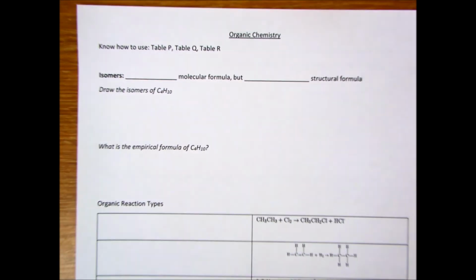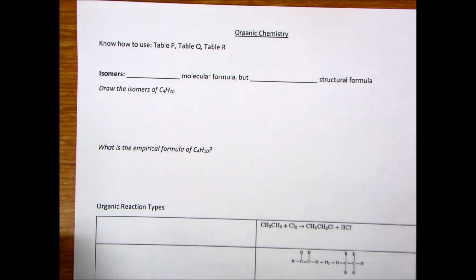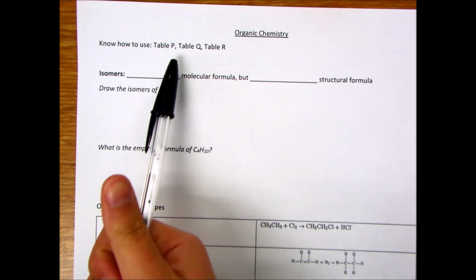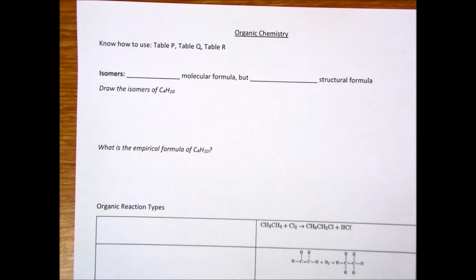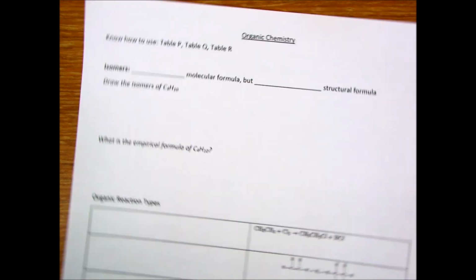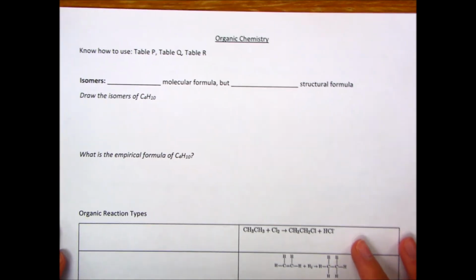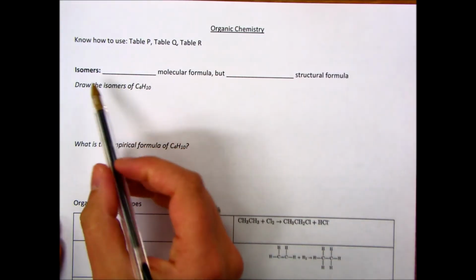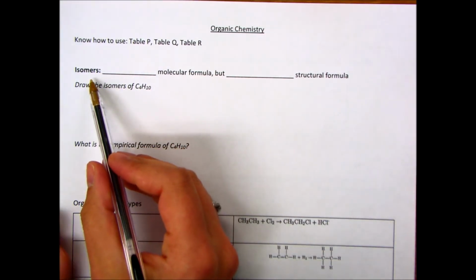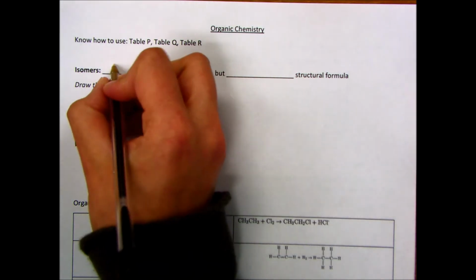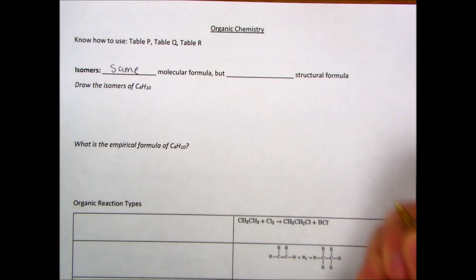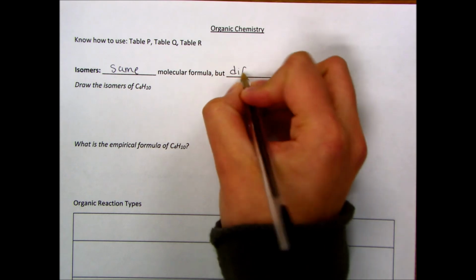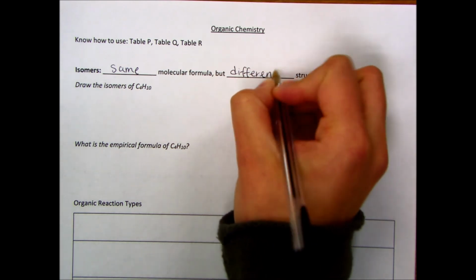So for organic chemistry, ultimately you've got to know how to use table P, table Q, and table R. You will see in this video there's plenty of practice problems to make sure you understand how to use those tables. We're going to just do some important definitions in this video. So isomers have the same molecular formula but different structural formula.